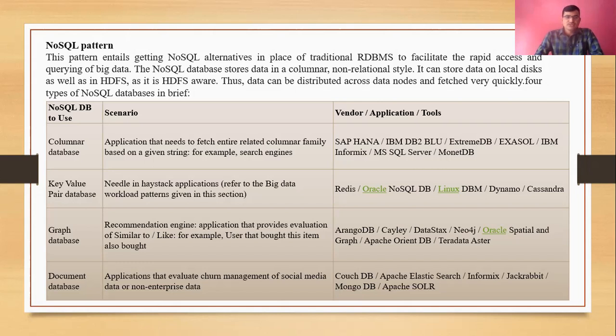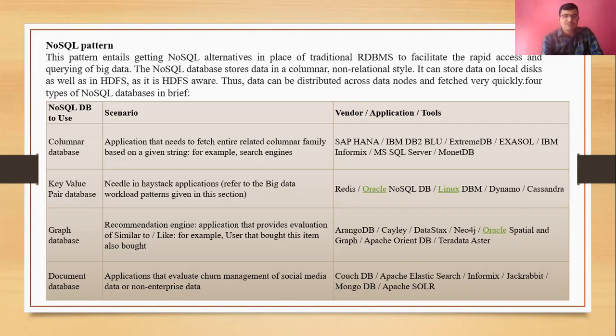So, columnar databases. Scenarios: applications that need to fetch continuous related column family based on a given string, for example, search engines and vendor application tools: SAP HANA, IBM DB2, Vertica, ExaSol, IBM Informix, MySQL Server, MongoDB.